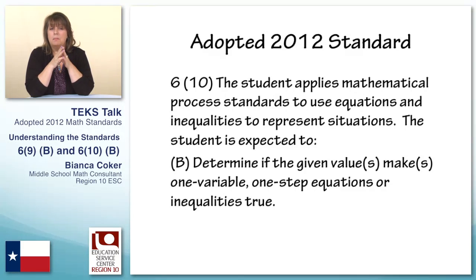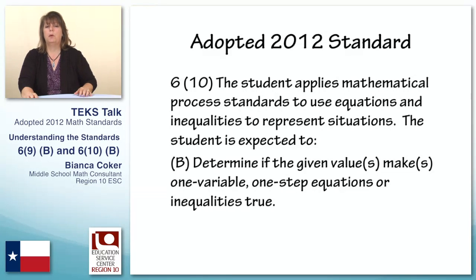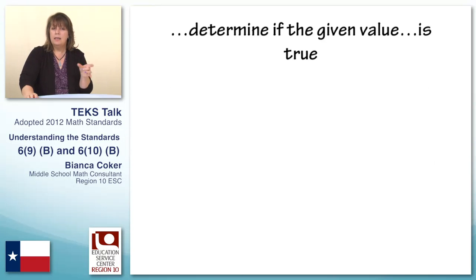6-10B says the student applies mathematical process standards to use equations and inequalities to represent situations. The student is expected to determine if a given value makes a one variable, one-step equation, or inequality true. So this is that check your answer kind of thing, right? And the reason why I'm jumping into this, you'll see in a moment. So, in this standard, we're determining if a given value is true, if our answer is correct.